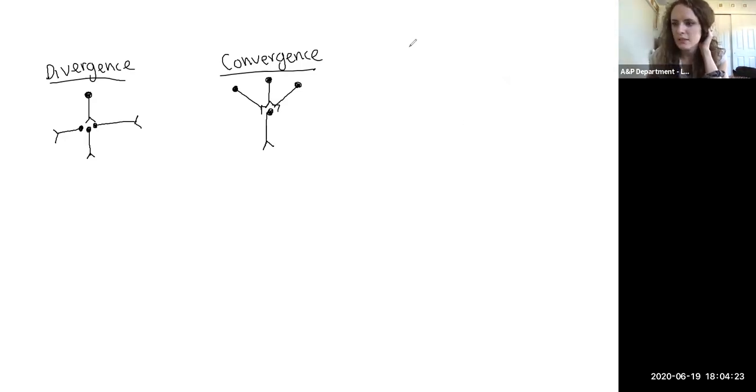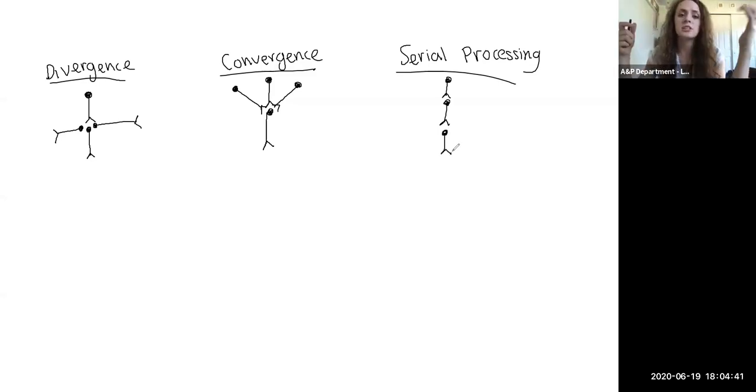Serial processing. This is when you have one neuron synapse on one neuron, which synapses on one neuron, and you just have this chain of a bunch of neurons stacked in a row. Okay, they don't diverge, they don't converge, they just are traveling one neuron to the next in like a single file line. Parallel processing is a form of divergence, so parallel processing.